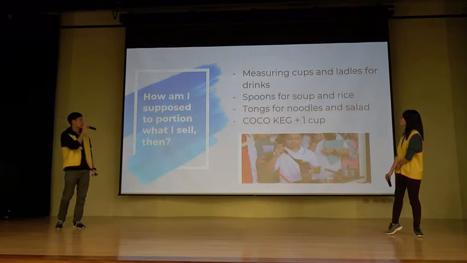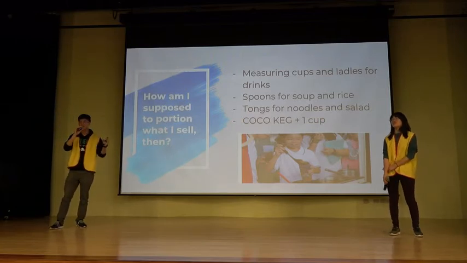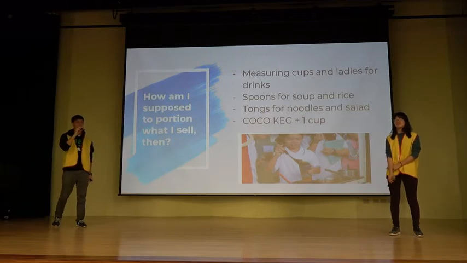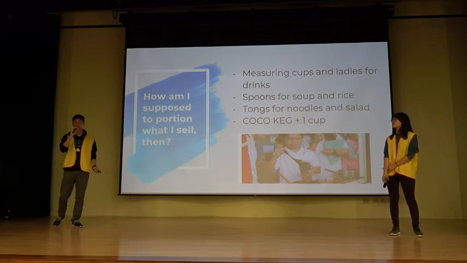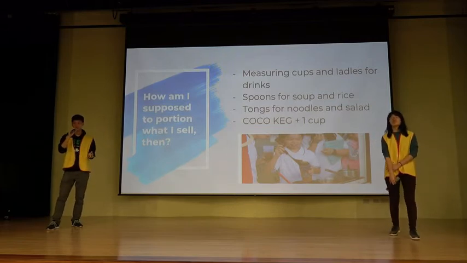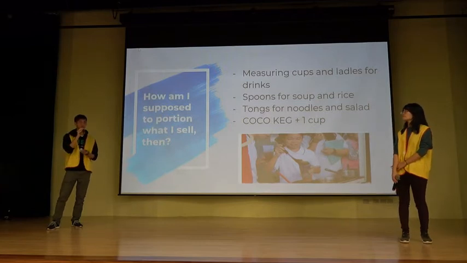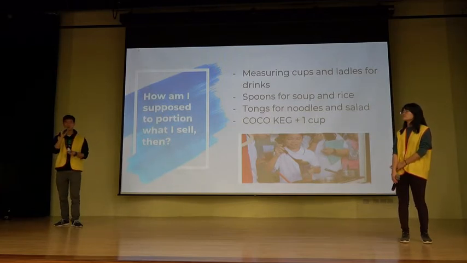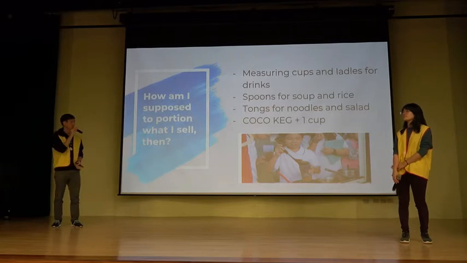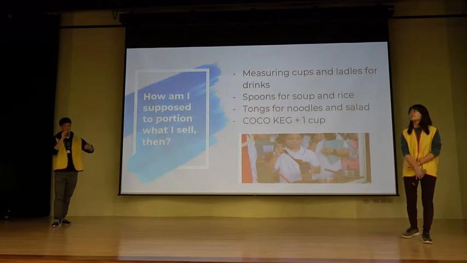And furthermore, for noodles and salad, you can just use the jiazi, the tongs. For example, taco salad, right? That's actually very easy to do. The only waste that the taco salad has is just the paper plate and the plastic utensils, right? So just have people bring their own containers and utensils, and then whoever's selling it can just use the tongs.